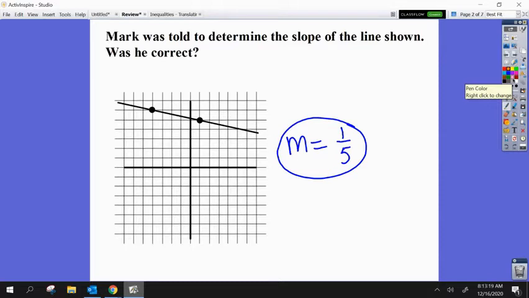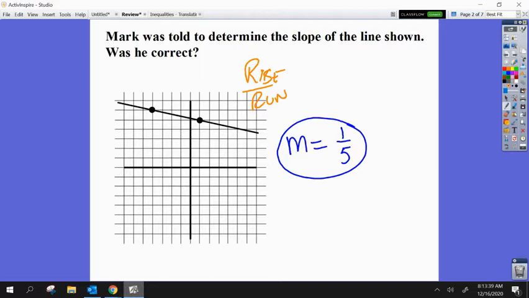Here's an example where a student, let's call him Mark, was told to determine the slope of the line shown down below. Not technically a line segment, but let's not nitpick for this example. He said that the slope, it looks like, is 1/5. Is he correct? Well, let's count. Remember, slope is rise over run.